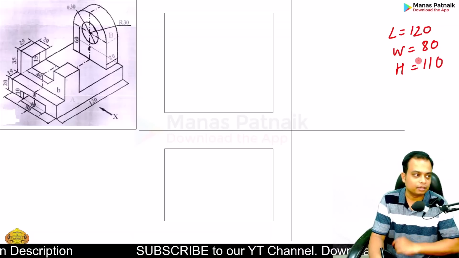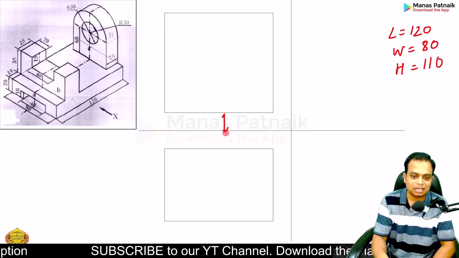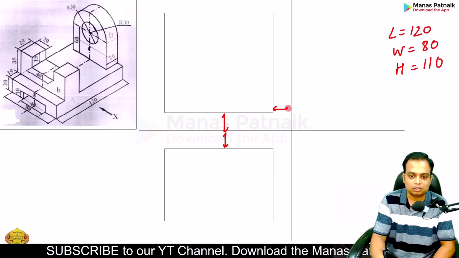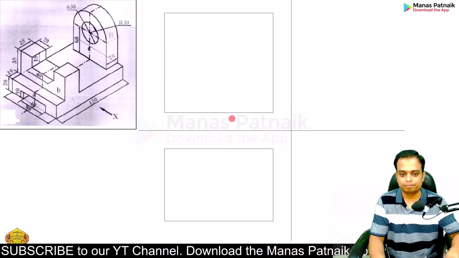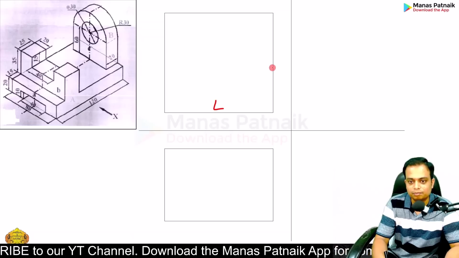Let us start by making this box. You can take this distance as 2 centimeters and this distance also as 2 centimeters. Okay, that's how. Length, height.